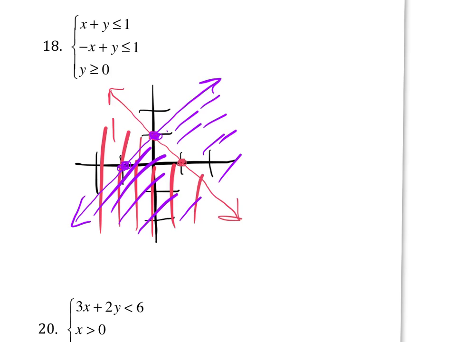Our final inequality is y is greater than or equal to 0. So that's just the horizontal line at 0. So we would shade above. So the solution set would be located in the region where all the shadings combine, which would be right in this triangle area.